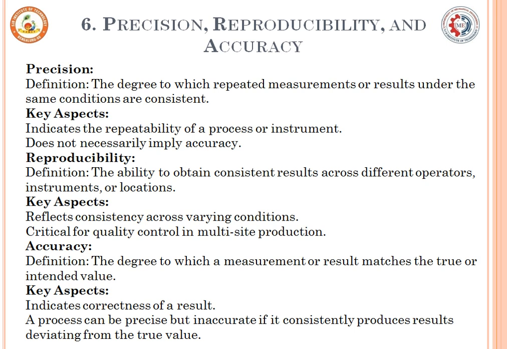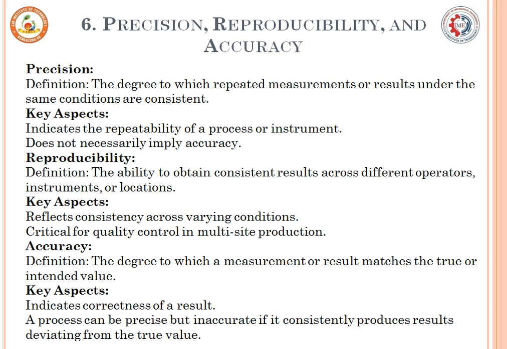Reproducibility is the consistent result across different operators, instruments or locations. So the results we get, not only with one operator, all the operators must be able to get the same output based on the instruments they use or the location. Sometimes based on the location there may be variation, but it has to be taken care of.